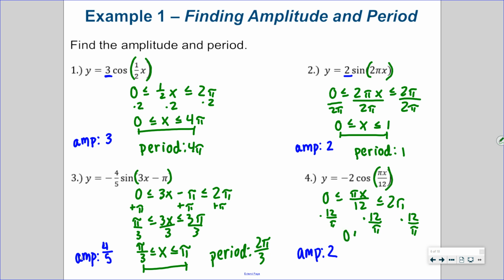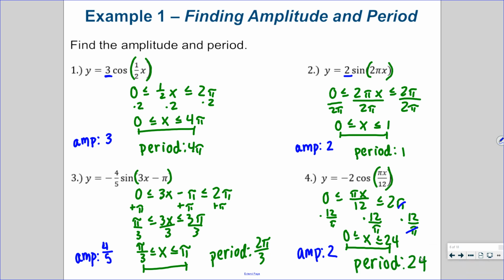This one's now going to start at 0. The pi's cancel. It's going to end at 24. Think about that. Pi over 12 is a pretty small fraction, so that's a pretty big horizontal stretch. This got really stretched out. My new period is what? 24. Yeah, 24. Okay, so sometimes your period might be in terms of pi, sometimes it might not be.